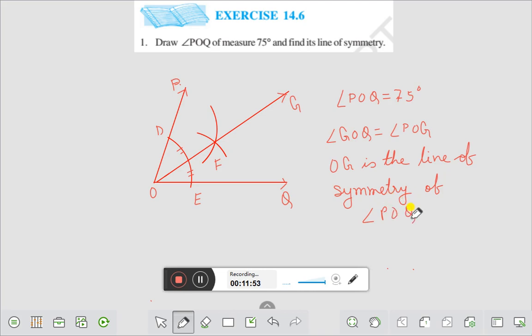Again, we have taken POQ equal to 75 degrees and to find its line of symmetry we have to find the angle bisector. We have found the angle bisector of angle POQ and OG is the angle bisector. Therefore, you can say that OG is the line of symmetry of angle POQ.